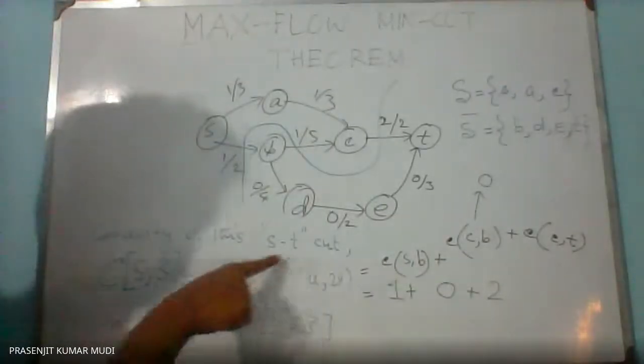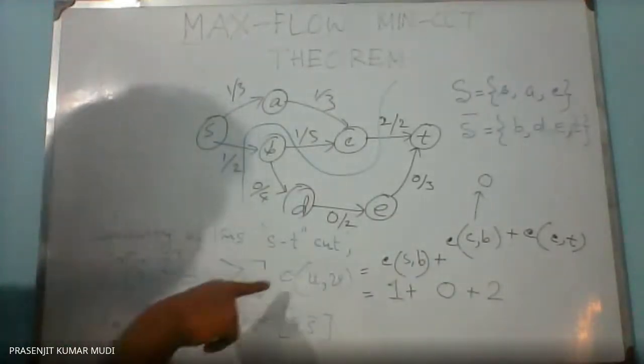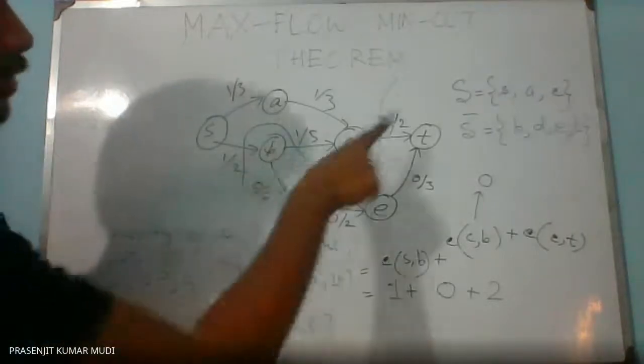I will again double check about the capacity definition. It is actually supposed to add up the flows.